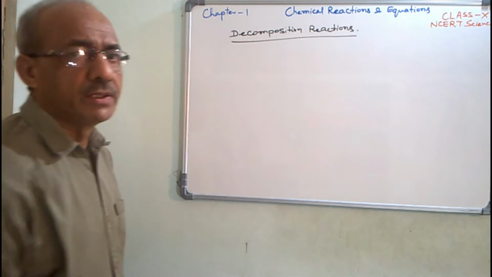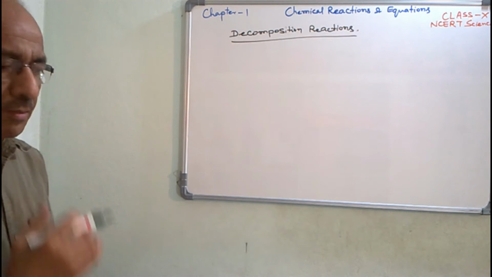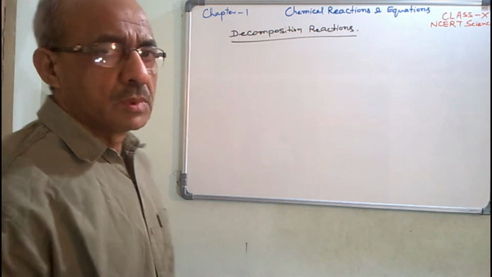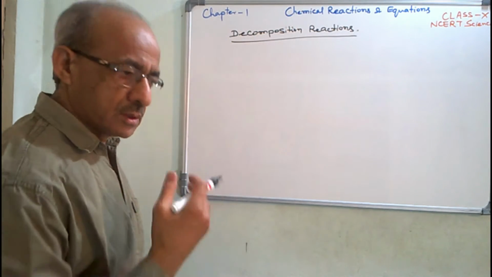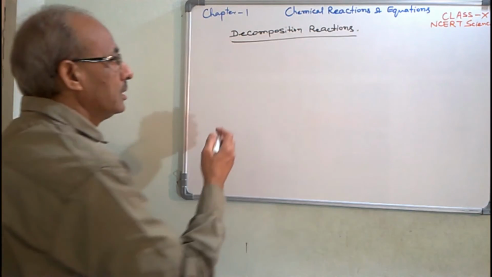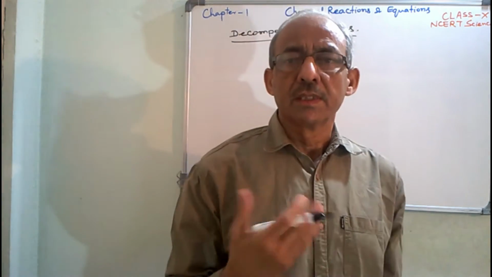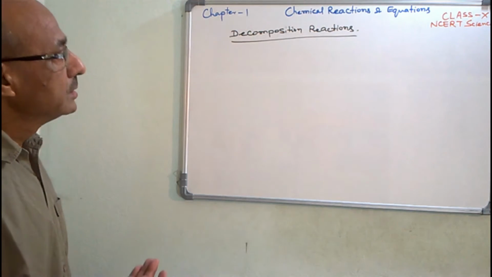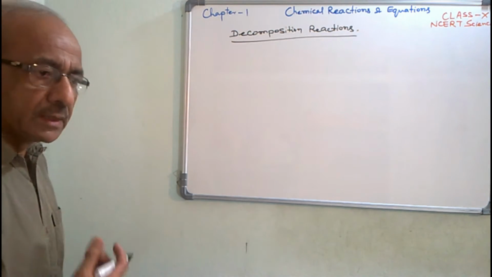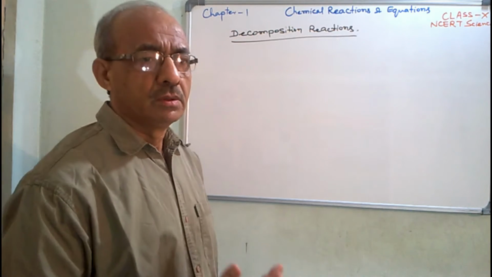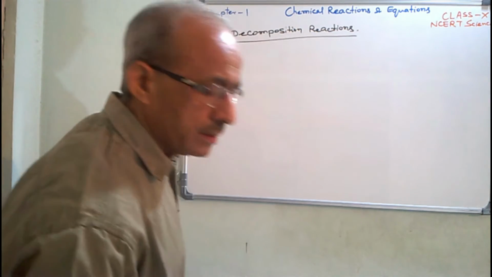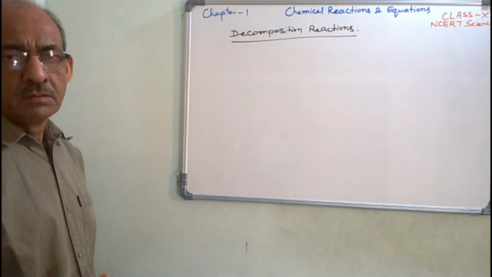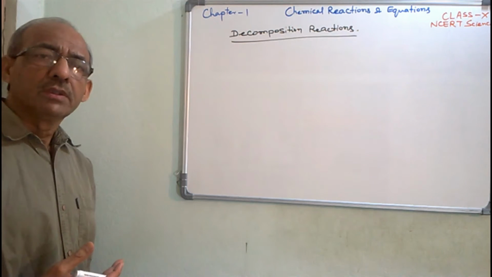Decomposition reaction is defined as the splitting of a complex substance into two or more simpler substances. Splitting means splitting of a single substance into two or more substances, and that is called decomposition. The chemical reactions in which a single substance is split into two or more substances are called decomposition chemical reactions.